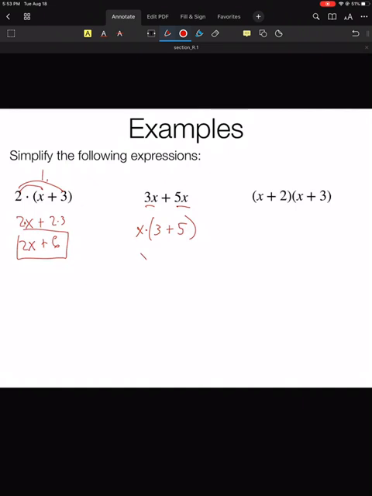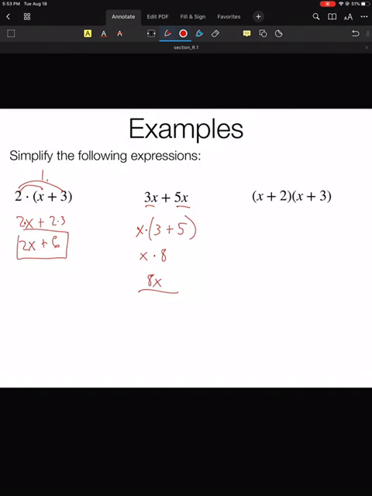x times 3 plus 5. 3 plus 5 is 8. And so I get 8x. You might have said, well, yeah, you just add 3x and 5x together to get 8x. That's great, that's a shortcut. This is sort of the long way around to do it. But anyway, we've simplified the expression, 8x.